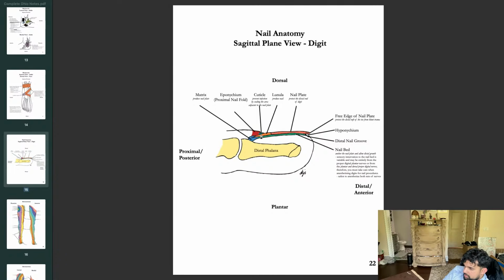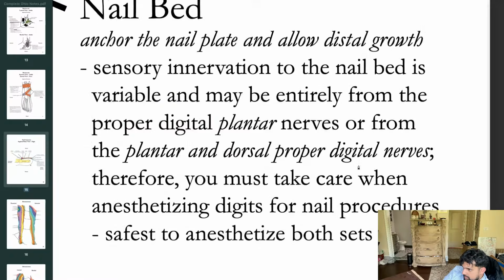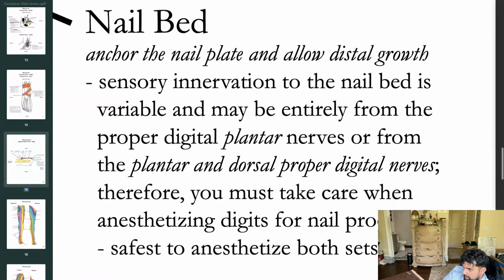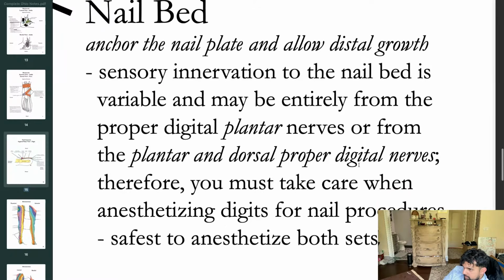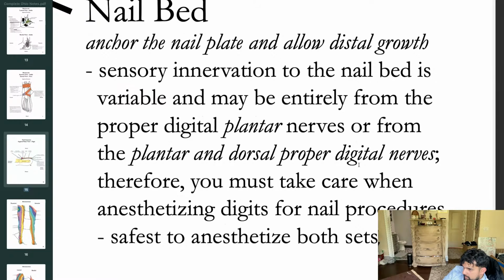Cuticle is that area which is adhered to the proximal portion of the nail. The lunula is that little crescent you see proximally on the nail. The nail matrix actually produces the nail, and the nail matrix is attached to the base of the distal phalanx. What else? Nail plate, nail bed, which anchor the nail plate.